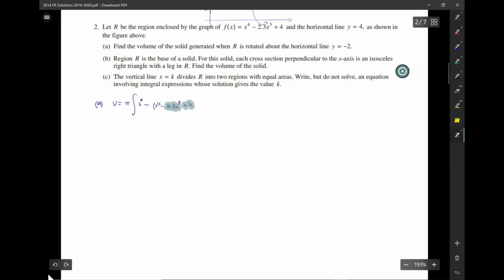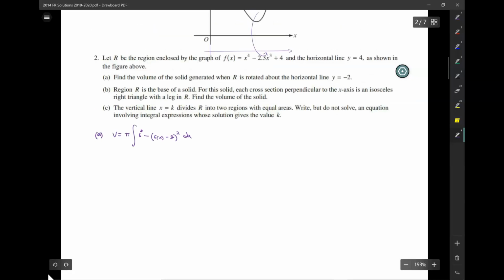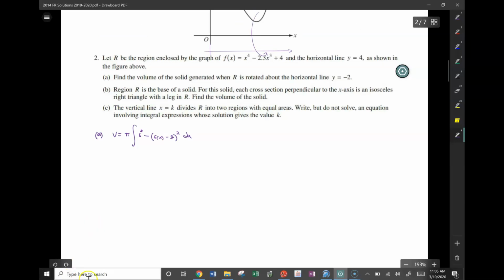Oh, you know what? I didn't even need to write that. I'm sorry, I'm erasing that. I forgot this is the calculator section. All you have to write is f of x minus 2 squared dx. Now, you do have to figure out the point of intersection, though.